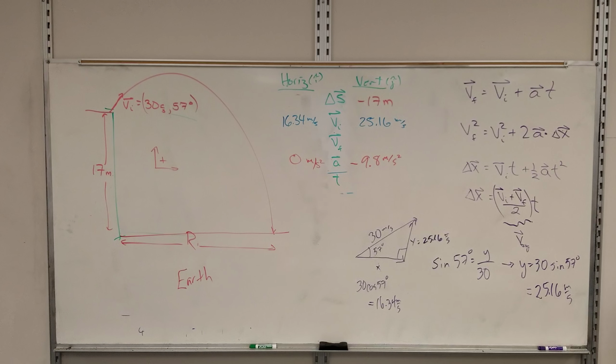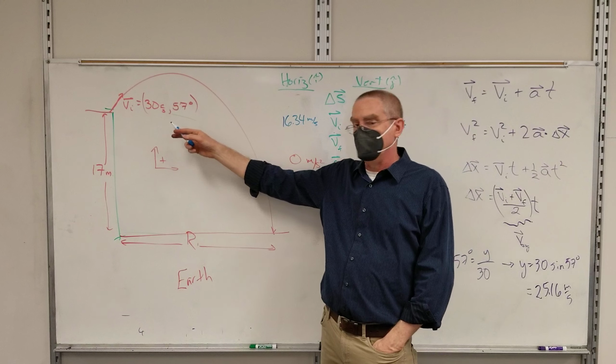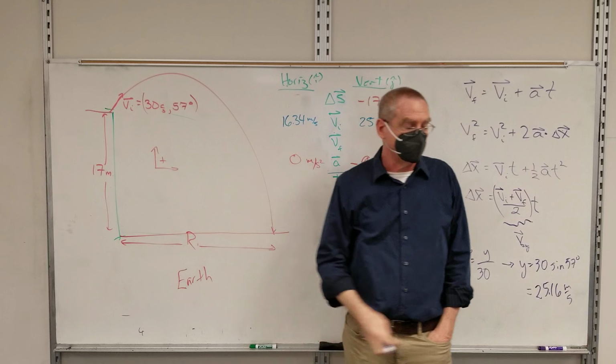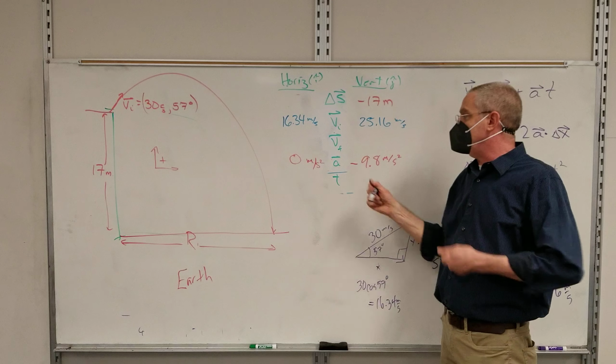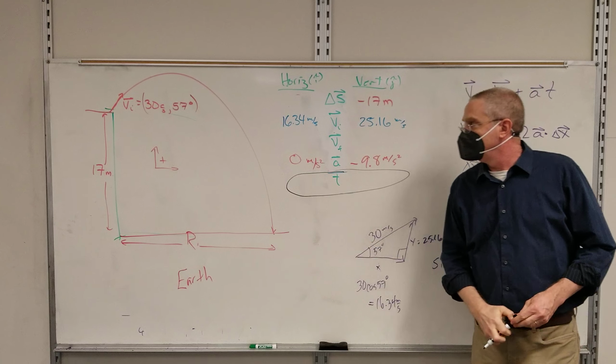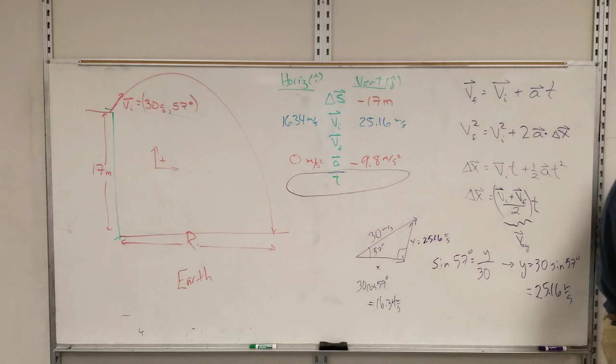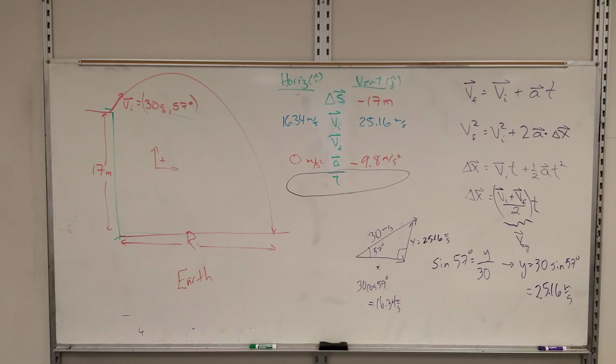So just think physically, if I shot something up at an angle, would it hit the ground below me? It seems logical that it would. I could throw something that can land on the ground. So I better have some real solution. All right, I know my three things here. I can now find time. I can calculate final velocity horizontally, but it doesn't really tell me much. So which equation do I use to find time?